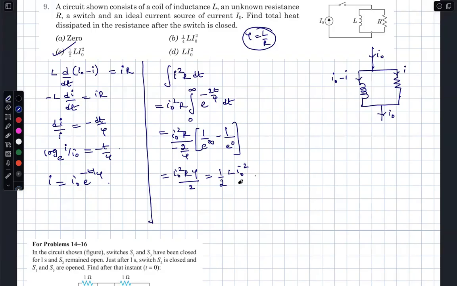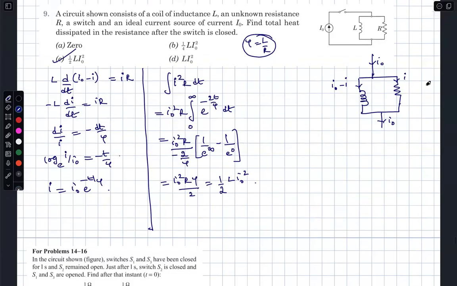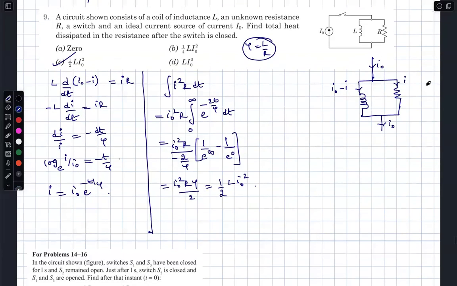Do you know? This is the loss. Whereas the energy stored in this is half L I naught square. The total work done by external agency is L I naught square. Half L I naught square wasted here, half L I naught square stored here. So the total work is L I naught square. But here they are asking, find the total heat dissipated in the resistance after the switch is closed. Pathfinder question. Any doubts? Ask me.